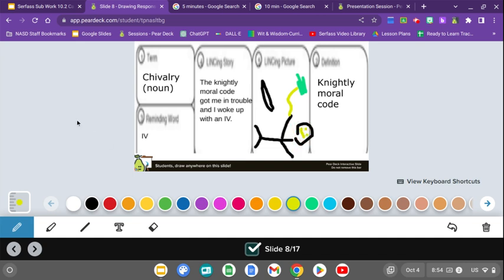Please take 5 minutes for you to have a link that looks just like this for the word chivalry again, either on your screen or on a piece of paper. Please do so now.